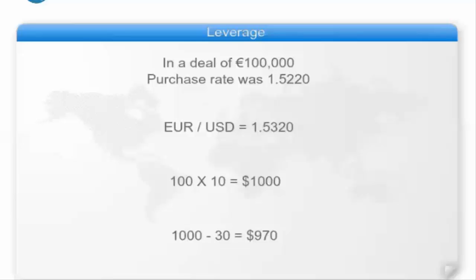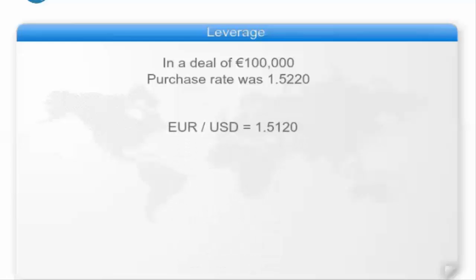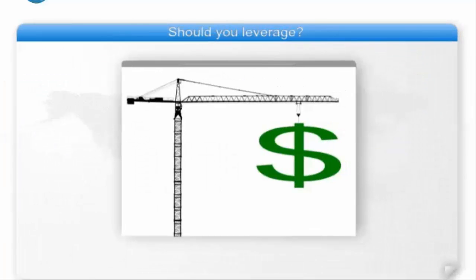How great is that? But what will happen if the exchange rate falls to 1.5120? Well, you've lost 100 pips and you've lost all of your $1,000 investment. Should you leverage? Later on, you will learn whether it's worthwhile to leverage your transactions and by how much. But one must always remember, for whoever wants to leverage, the option is always available, but it's risky.